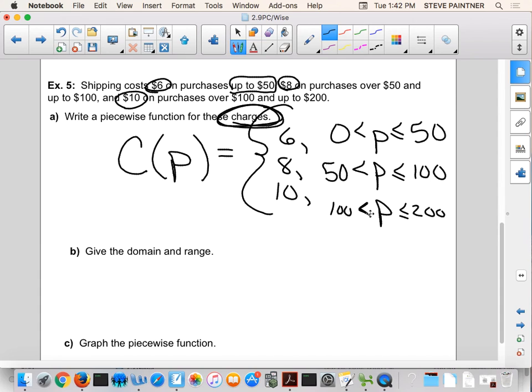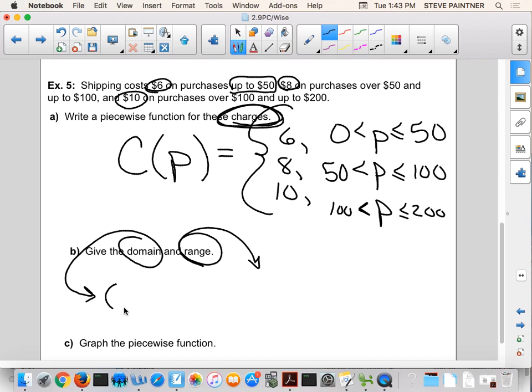Okay, next question. What's the domain? And then what's the range? Well, the domain is usually the x values and the range is the y values, but you don't have x's and y's. Which one up here usually is x? C of P. P is the x value. So what are the purchases we're talking about in this problem? From what to what? 0 to 50, 50 to 100.